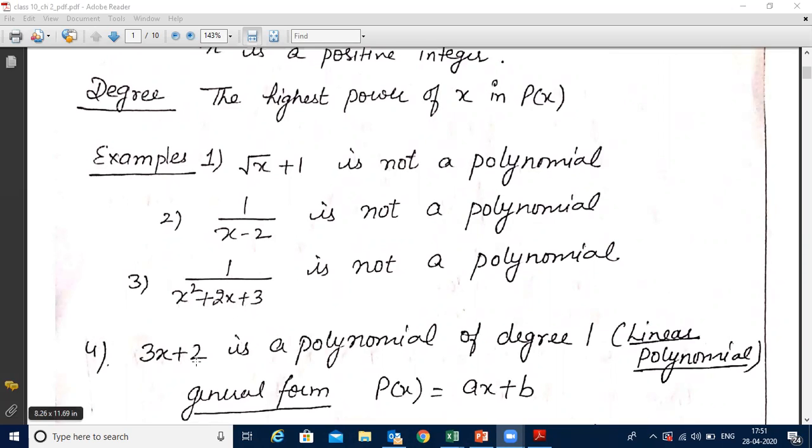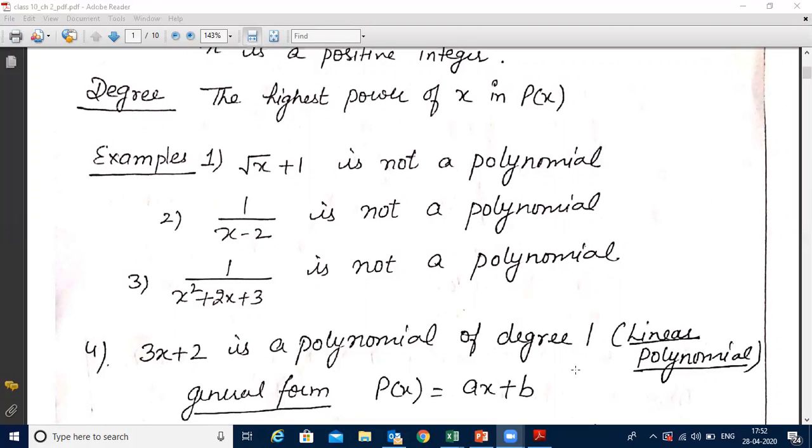Okay. Now see, I have written one more example, 3x plus 2. In 3x, what is the power of x here? It is 1. So this is a polynomial, and the maximum value of the power here is 1. So the degree of this polynomial is 1. And obviously it is a polynomial because 1 is a positive integer. So 3x plus 2 is a polynomial of degree 1.